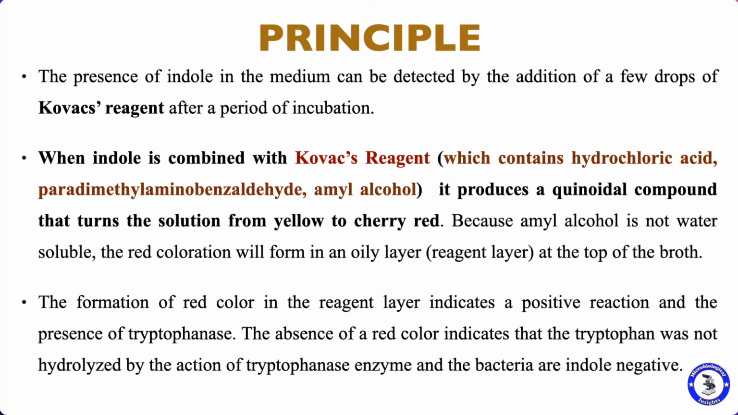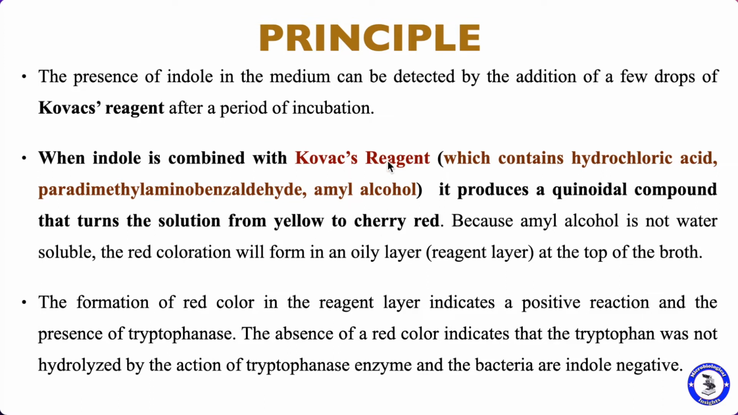After incubation, you are going to add the Kovac's reagent. The Kovac's reagent contains hydrochloric acid, para-dimethylaminobenzaldehyde and amyl alcohol. So what happened after the addition of Kovac's reagent? The indole reacts with the Kovac's reagent and it produces a quinoidal compound. It turns the color of the solution from yellow to cherry red.